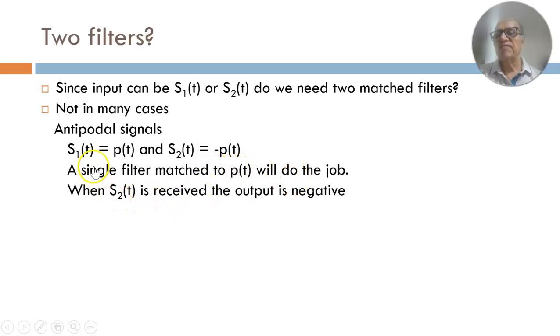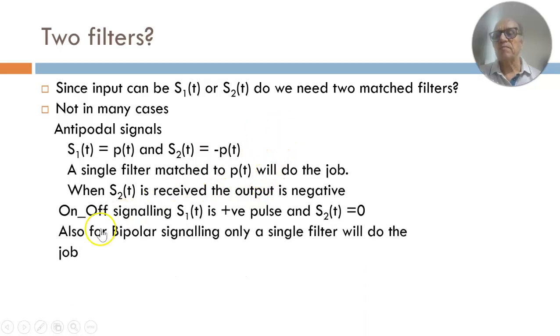Only thing that will happen is if s1(t) is received, the output of the matched filter will be positive, and when s2(t) is received, it will be negative. But you require a single matched filter. Again, if you consider on-off signaling, s1(t) is a positive pulse and s2(t) is 0. So you require only one filter. And also for bipolar signaling, only a single filter will do the job.